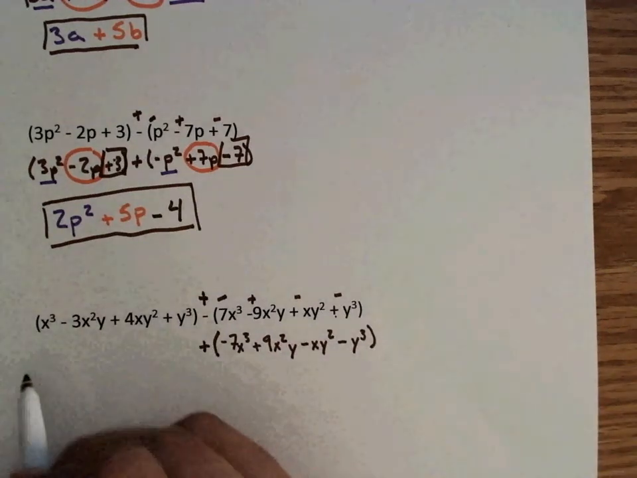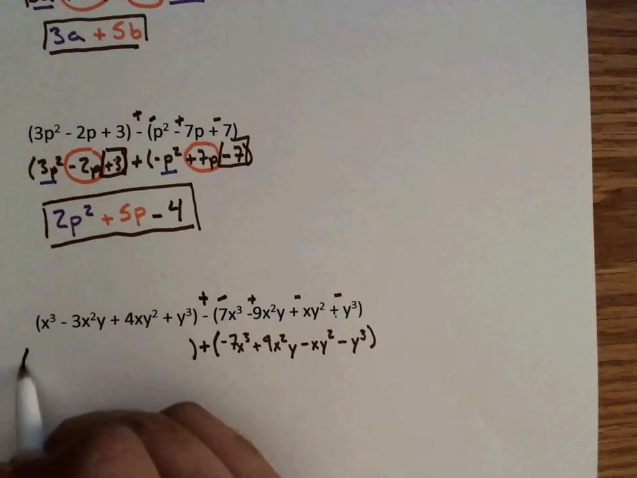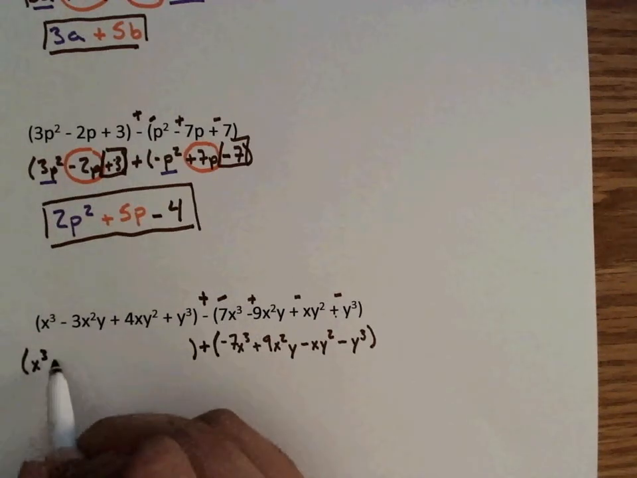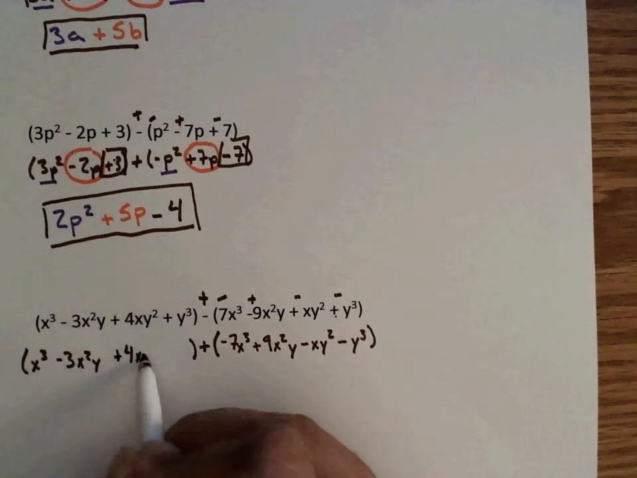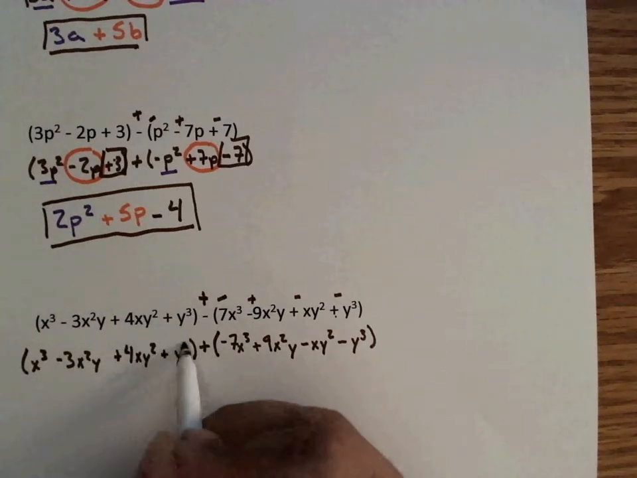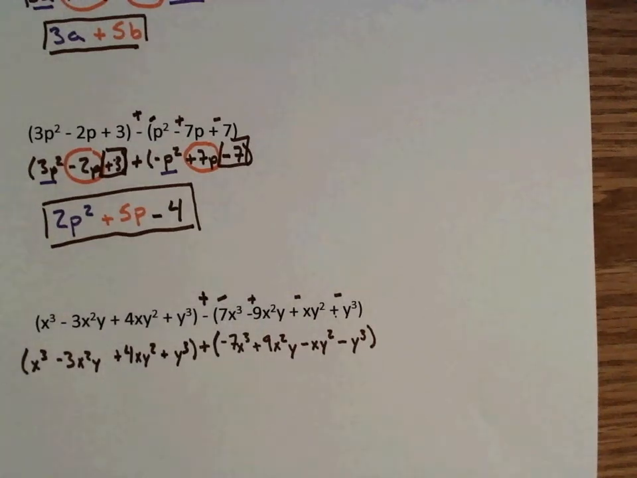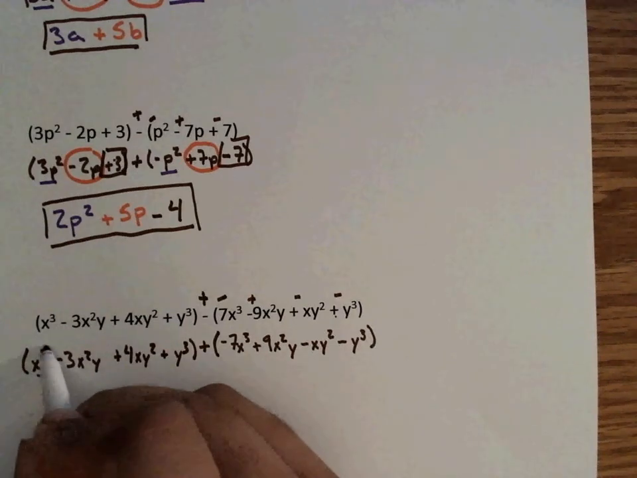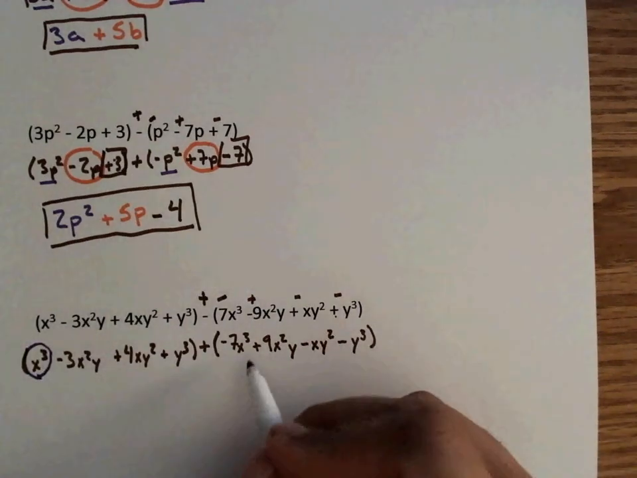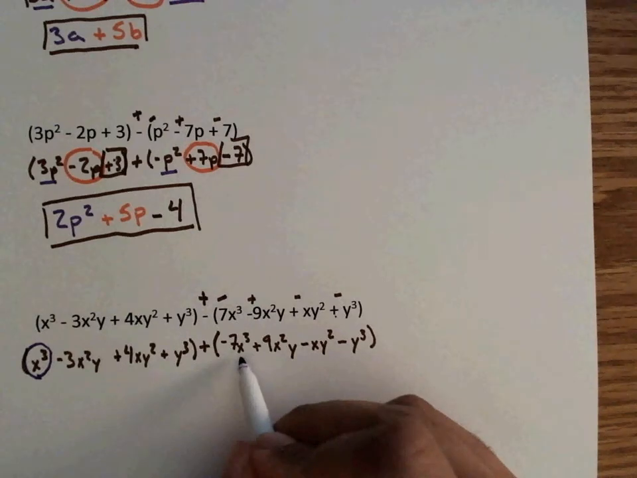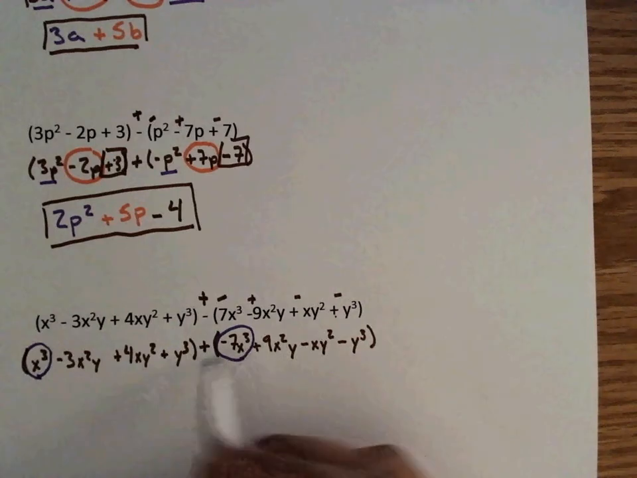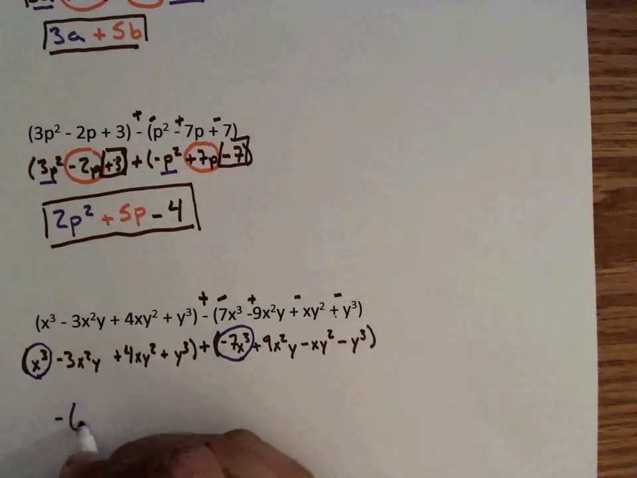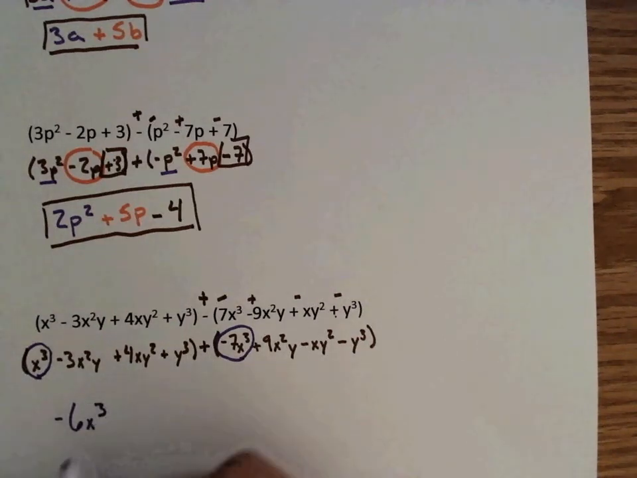And remember, there's a plus here now. I'm going to bring down this parenthesis. So we have x cubed minus 3x squared y plus 4xy squared plus y cubed. So again, we're just going to combine our like terms. I'm going to start with this x cubed term. So I have x cubed, and there's an x cubed here. So now we have a 1 plus negative 7 will give us negative 6x cubed.